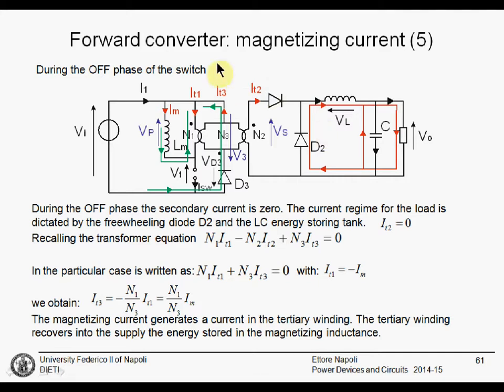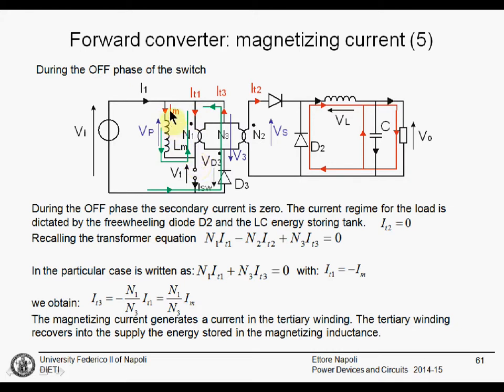For the transformer side, what is important is that the IT2 current is 0. Now we can recall the ideal transformer equation, and substituting IT2 equal to 0, we can calculate IT3. That is a function of IT1. Why is IT1 different from 0?